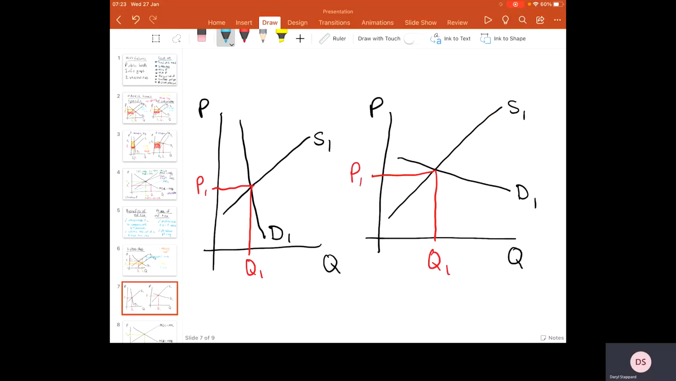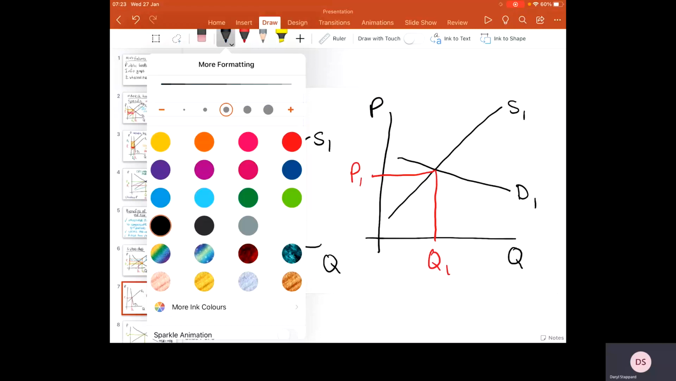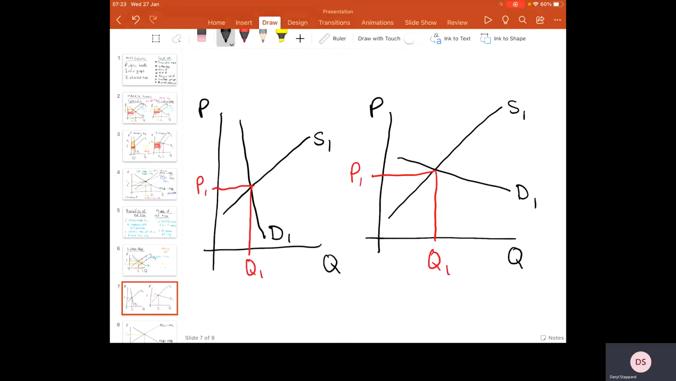Let's now think about how effective subsidies actually are. So again, what we've got here is a price inelastic demand, and we've got a price elastic demand. Now what we can show is the impact of a subsidy.